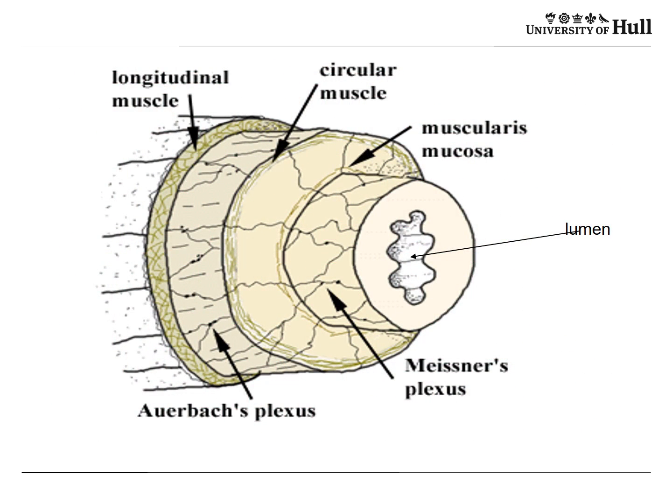Perhaps better seen in this diagram here, the longitudinal muscle is on the outside and the circular muscle is on the inside, and the space in the middle is called the lumen. Don't worry too much about the other structures shown here. These are the plexi which contain the nerves, and the mucosa which lines the lumen.